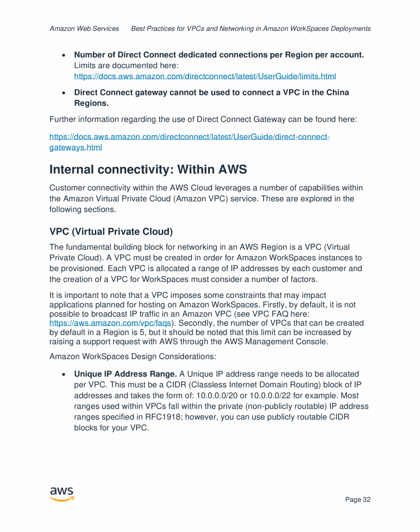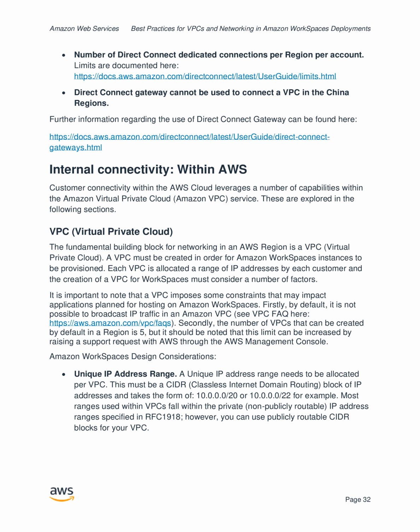It is important to note that a VPC imposes some constraints that may impact applications planned for hosting on Amazon WorkSpaces. Firstly, by default, it is not possible to broadcast IP traffic in an Amazon VPC. See VPC FAQ here: https://aws.amazon.com/vpc/faqs. Secondly, the number of VPCs that can be created by default in a region is 5, but it should be noted that this limit can be increased by raising a support request with AWS through the AWS Management Console.